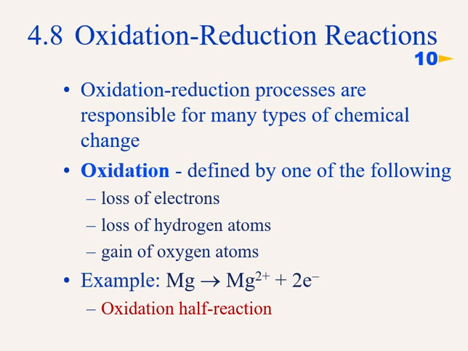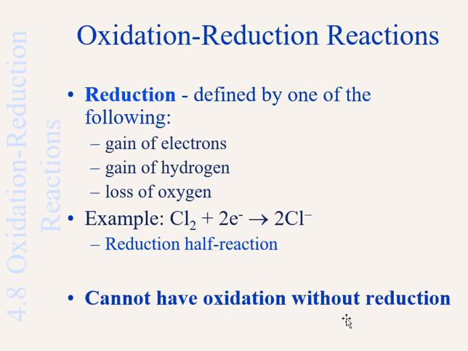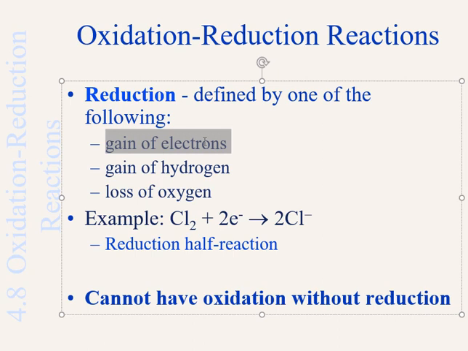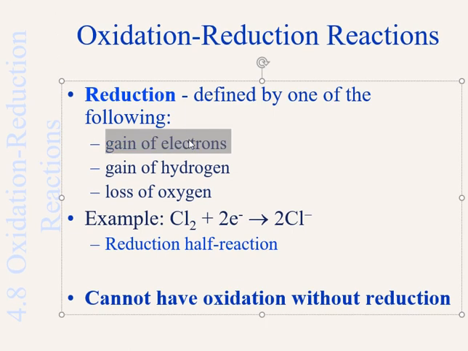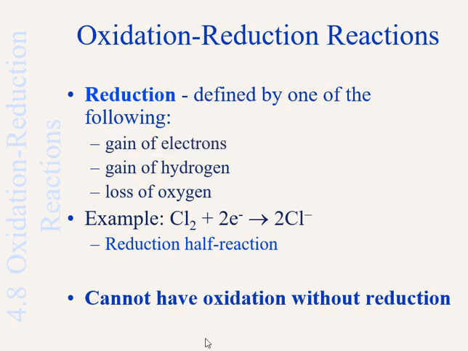It's the reduction half. So if oxidation is the loss of electrons, reduction is the gain of electrons. If oxidation is the loss of hydrogen, reduction is the gain of hydrogen. And if oxidation is the gain of oxygen, reduction is the loss of oxygen. But like I said, in the case of oxidation, similarly in the case of reduction, we will simply look at cases where we gain electrons, just like in oxidation, we look at cases where we lose electrons.